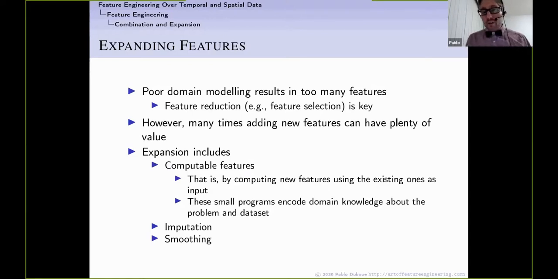Other types of expansions include imputation, when you have missing features and you have to come up with a value for them, and smoothing, when you consider that there may be errors and you are trying to approximate and reduce the errors by taking an interpolation of the values.